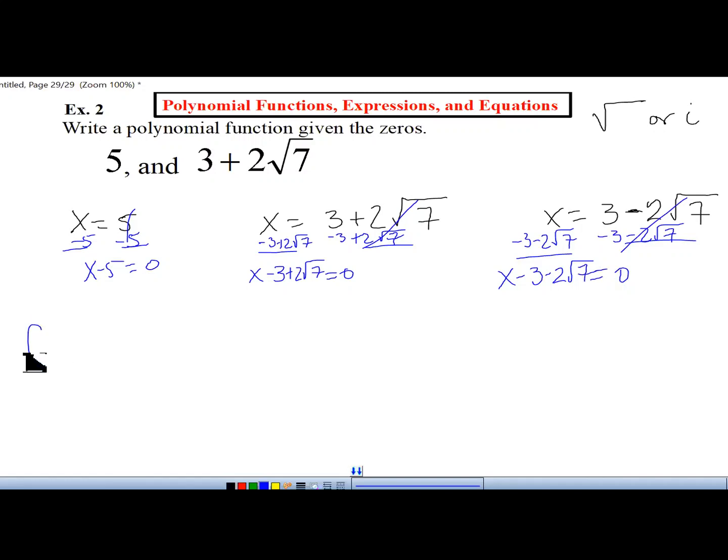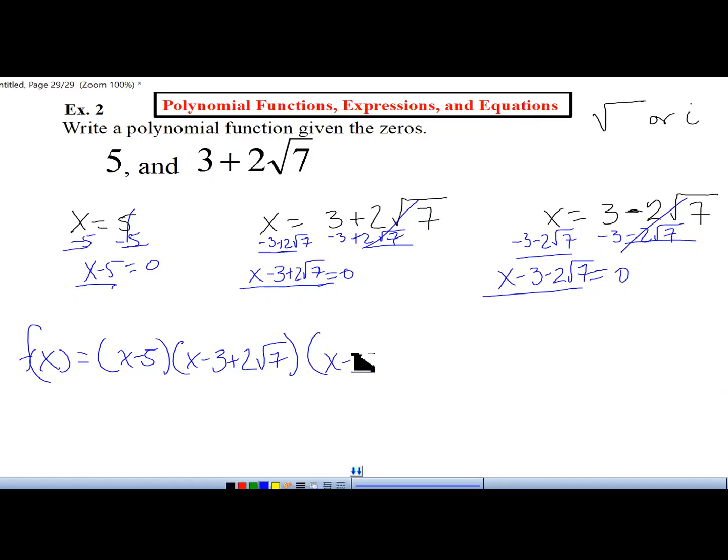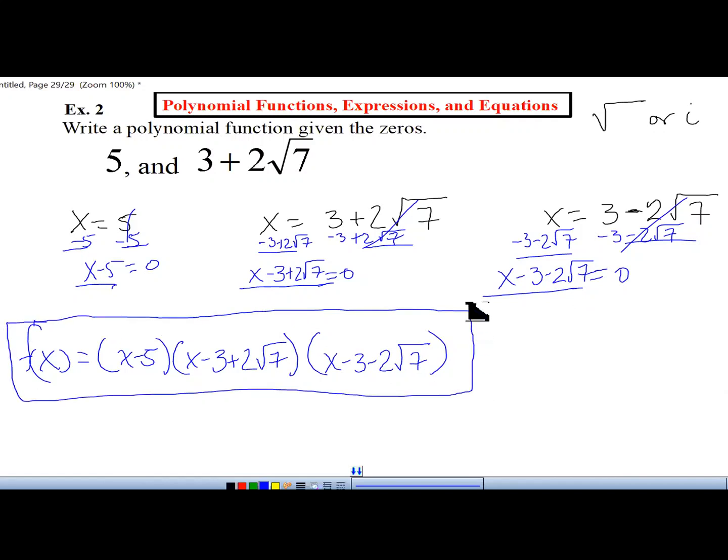Look up. f of x equals, what's this binomial? Oh, I write it as a factor, x minus 5. What's this binomial? x minus 3 plus 2 square root of 7. What's this binomial? x minus 3 minus 2 square root of 7. And this is my function. That is as much as I want you to do for tonight's homework when you get to those.